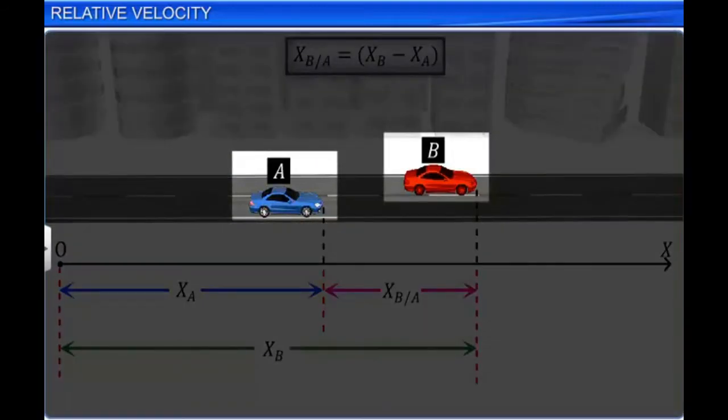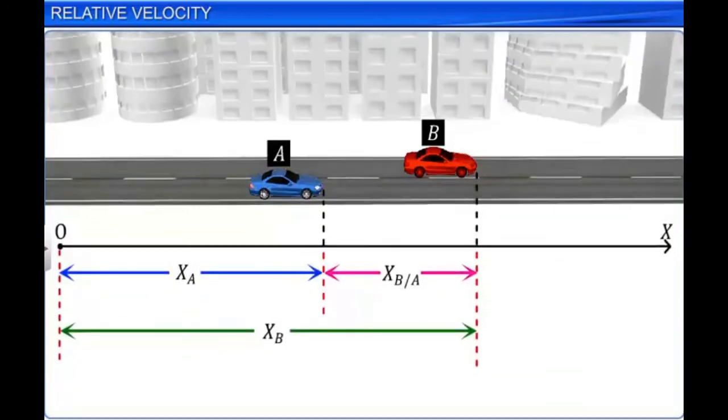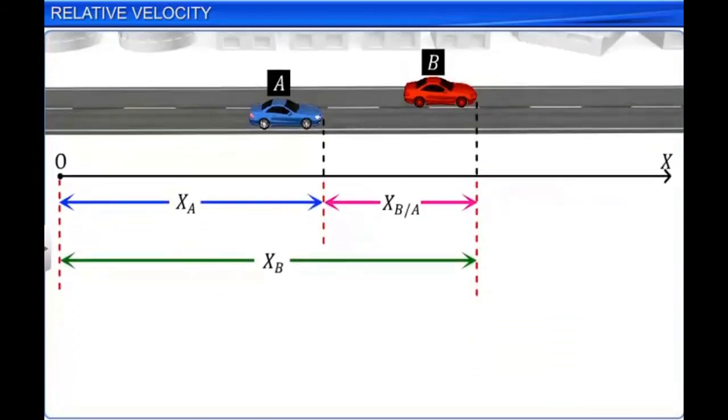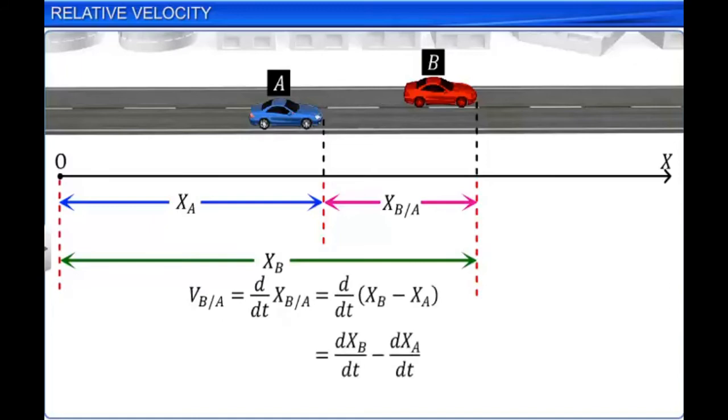Differentiating relative distance xB by A with respect to time, we get relative velocity, which is denoted by vB by A. By differentiating, we get vB by A is equal to vB minus vA.